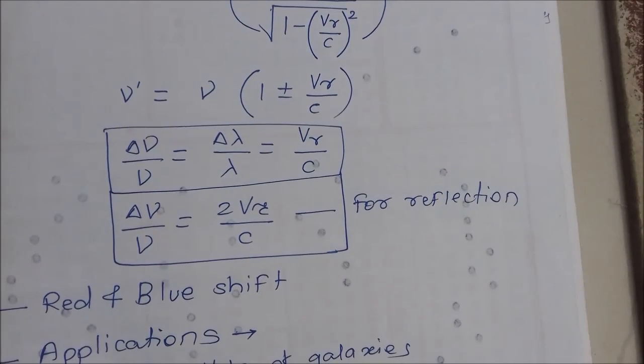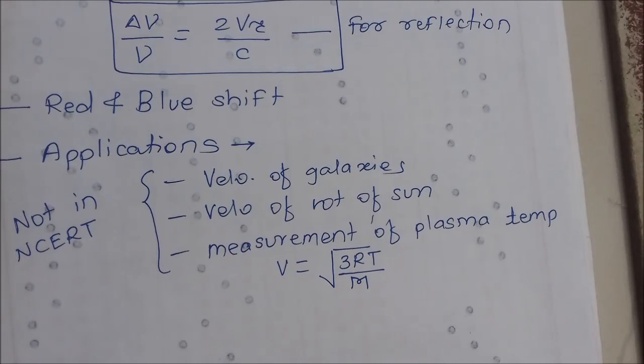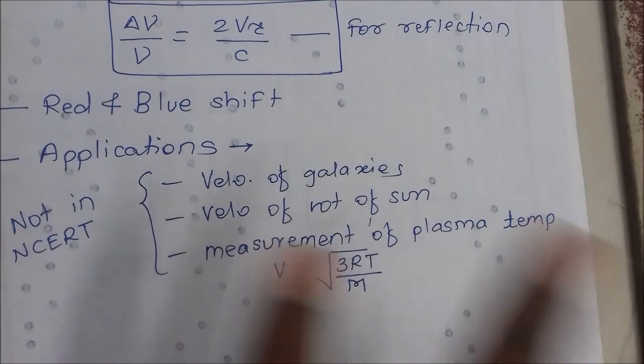Applications of the Doppler effect. The Doppler effect is used to find out the velocity of galaxies, to find out the velocity of rotation of the sun, and to find out the temperature of plasma. These applications are not in NCERT.